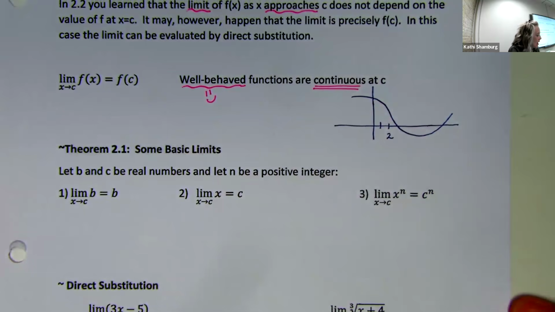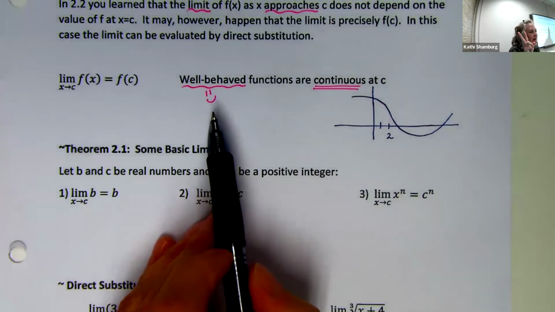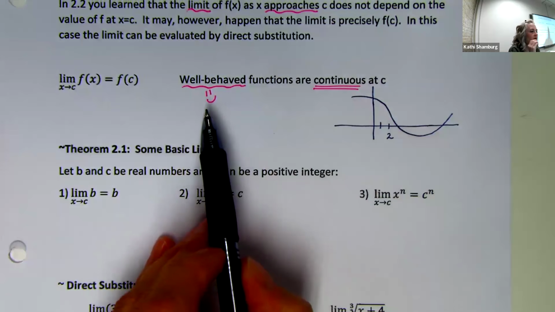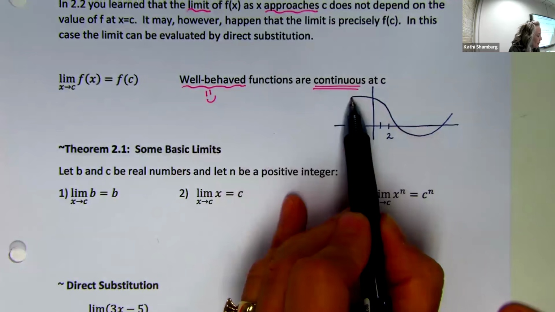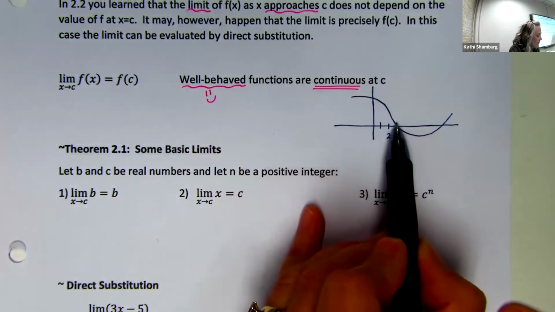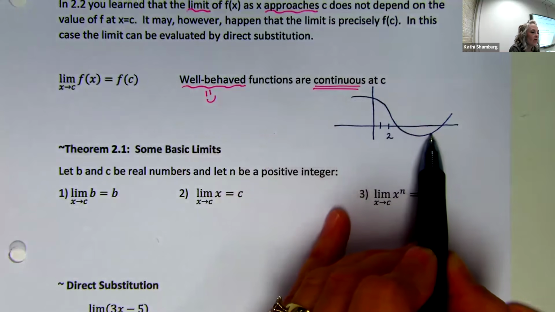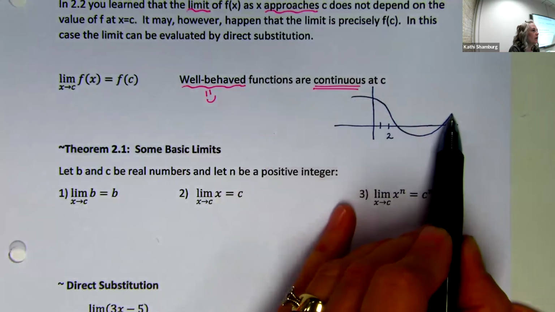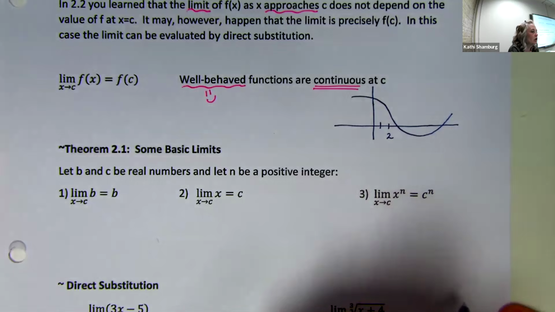Now, the easy standard to follow for knowing if a function is well behaved is this: if you were to put your pen or your pencil down and trace that graph, you would never lift your pen or pencil up. That's what we would consider well-behaved and continuous.